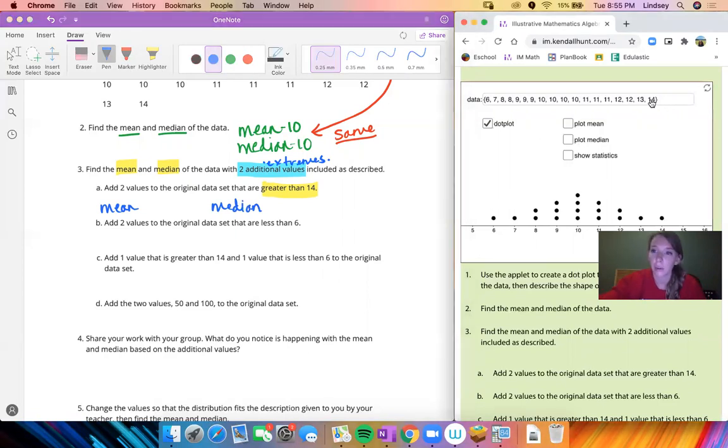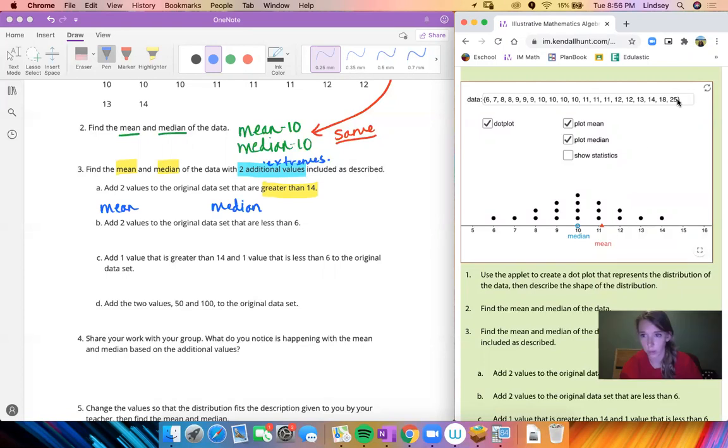All right, so let's go back here. We're going to add in values that are greater than 14. So I'm going to do, I won't do even 30, I'll do 18 and 25. Okay, so we can look right here at our mean. All right, let me start over real quick. Okay, so here's the original. We can see right here on our graph that the mean and the median are both right there in the center. All right, so when we add in these extreme values that are higher, like 18 and 25, let's see what happens to our mean and median.